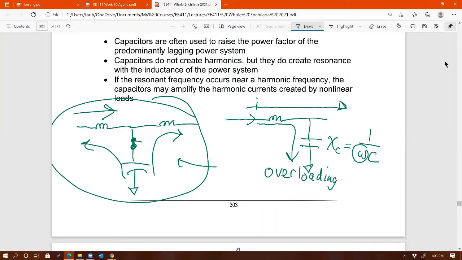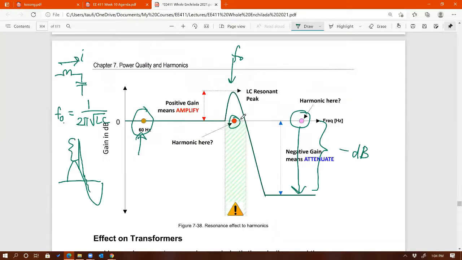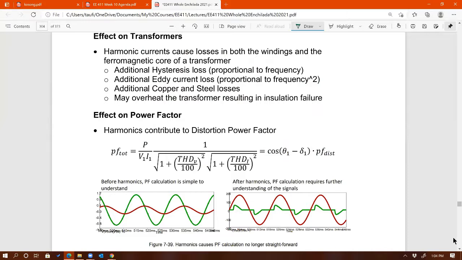Okay, so those are the two problems related to harmonics on capacitors. Number one, resonance coinciding with harmonics, the peaking effect, basically overvoltage. And secondly, the capacitor presents a low impedance path for harmonics.